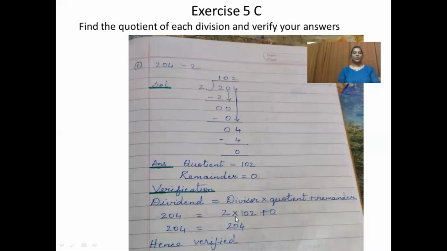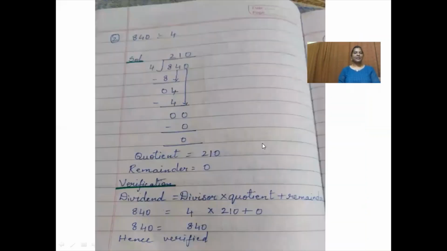Children, 2 into 102 is 204. That is 204 plus 0 is equal to 204. So 204 is equal to 204. So the answer is verified. Let us see the second problem. 840 divided by 4. So here 4 is a divisor and 840 is a dividend.